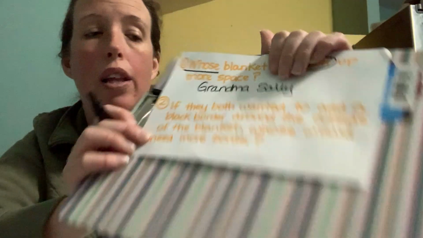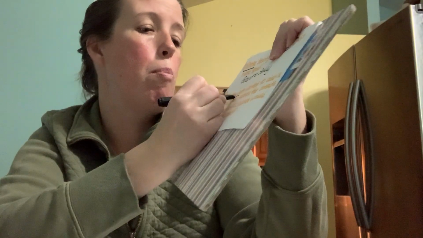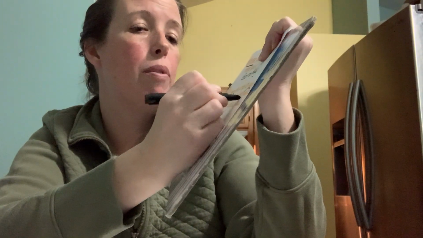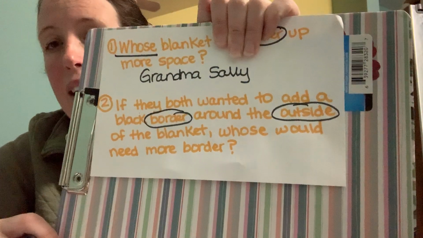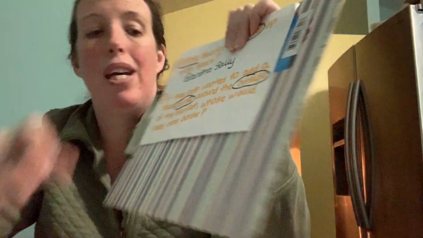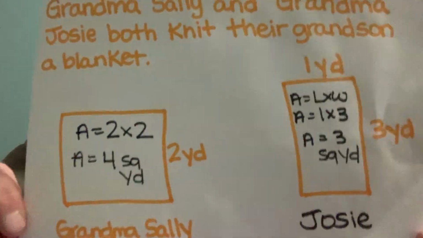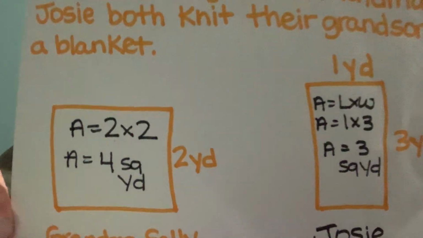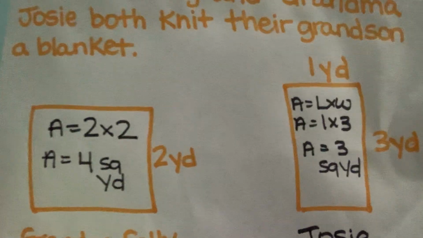Okay, hopefully you saw the keyword border. And also there was another keyword, outside. So this tells me it's a perimeter question. So now try to answer. Who needs more border to cover the perimeter?